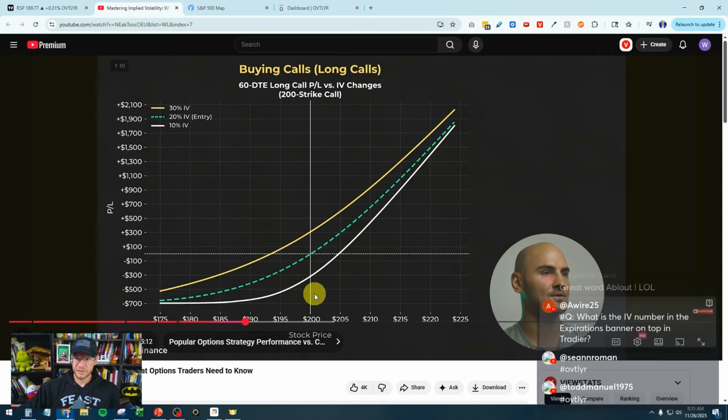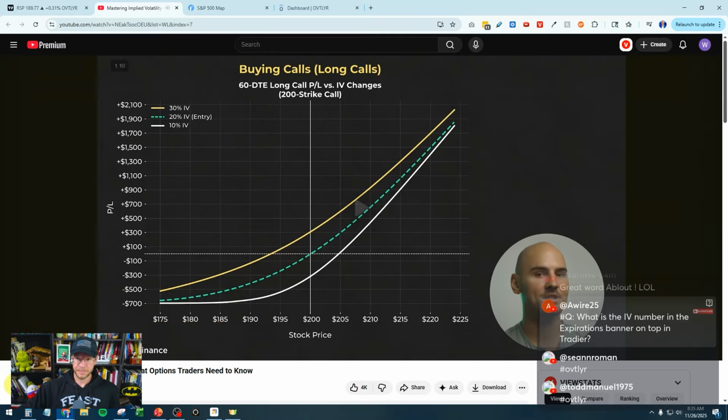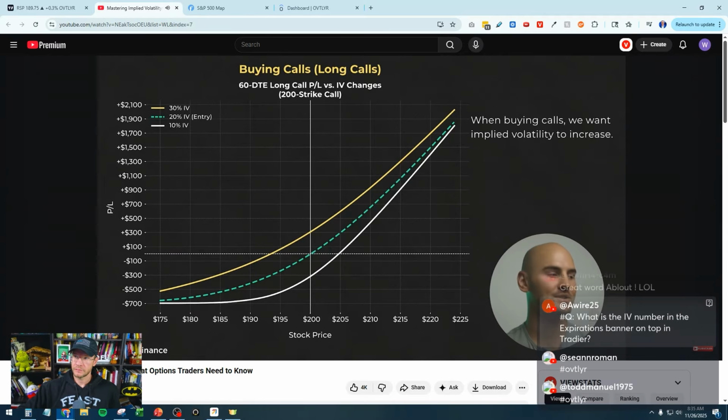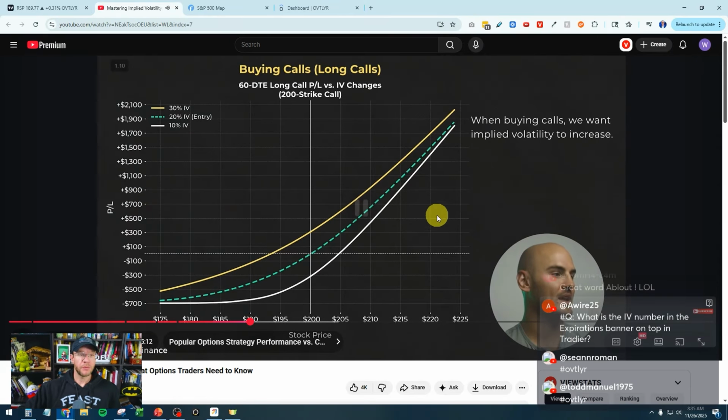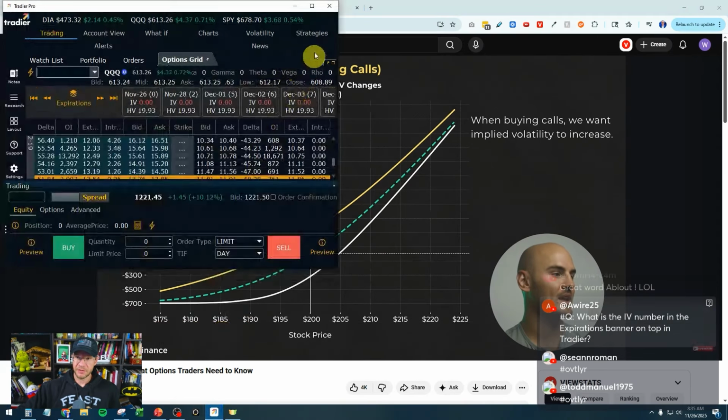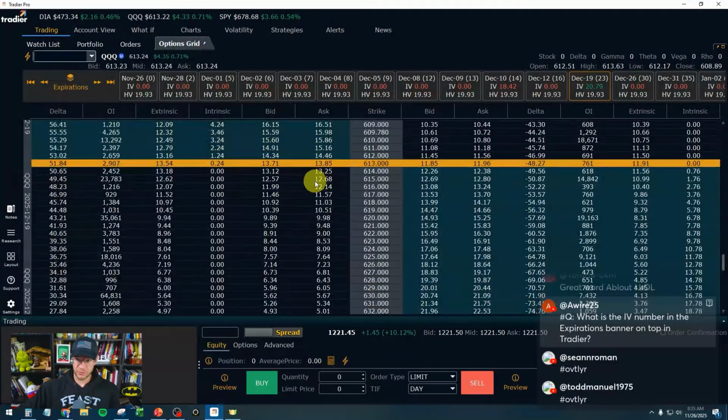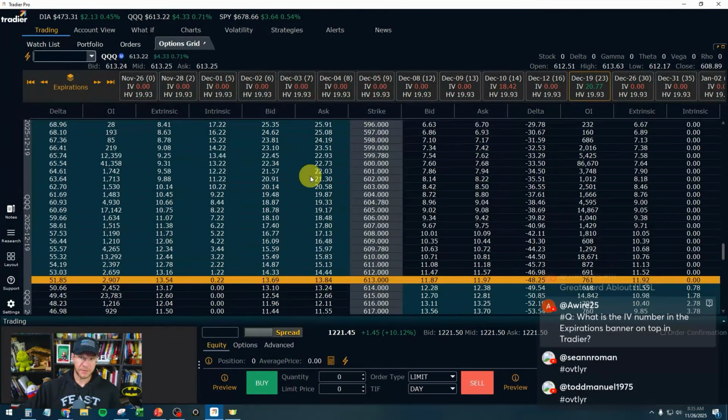I assume the stock price is $200, and so he's buying an at the money call. Now, again, this is the one that will be impacted the absolute most by the changes in implied volatility. Now, if he were looking down here, it would be a different story, and that's okay. Let's keep going. We have 20%. As we can see, when buying call options, we want implied volatility to increase. Now, we want implied volatility to increase because that increases our total value of the option, right?